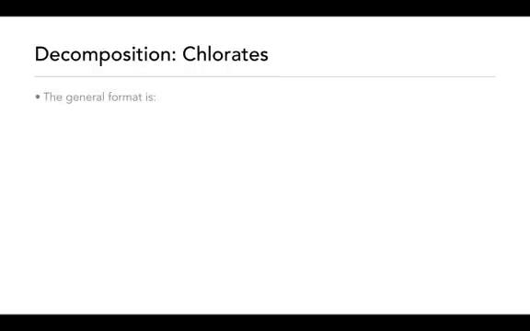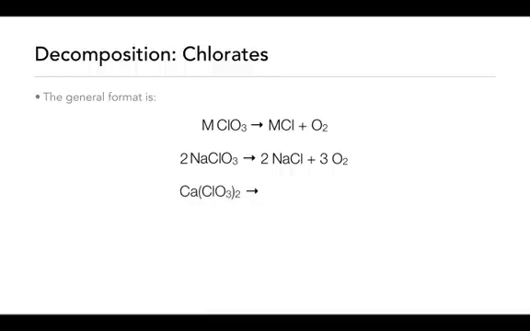Chlorates. Decomposition of chlorates. A metal chlorate is going to decompose into metal chloride and oxygen gas. Our first example, sodium chlorate. Sodium chlorate is going to decompose into sodium chloride and oxygen gas. Calcium chlorate will decompose into calcium chloride and oxygen gas. Aluminum chlorate will decompose into aluminum chloride and oxygen gas.